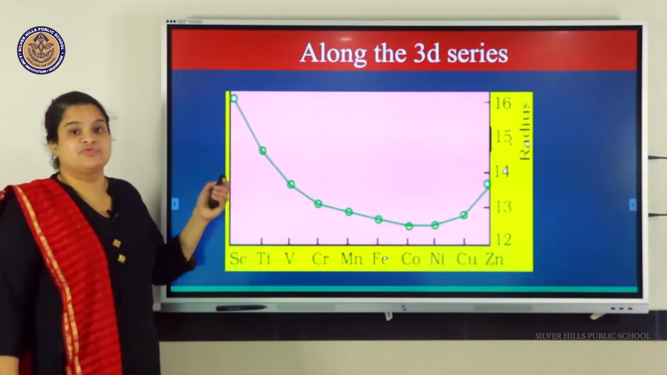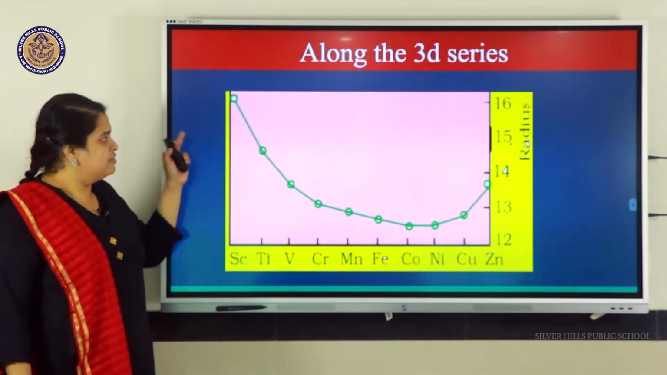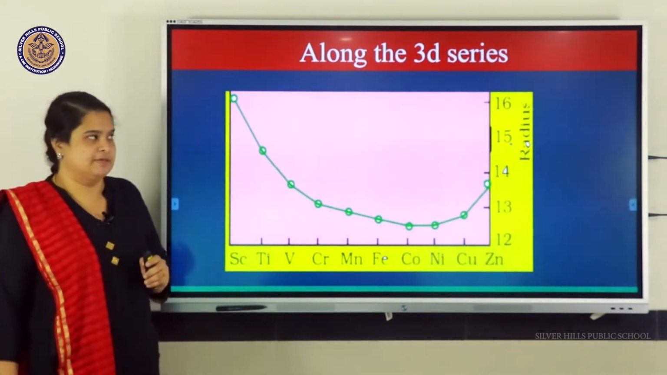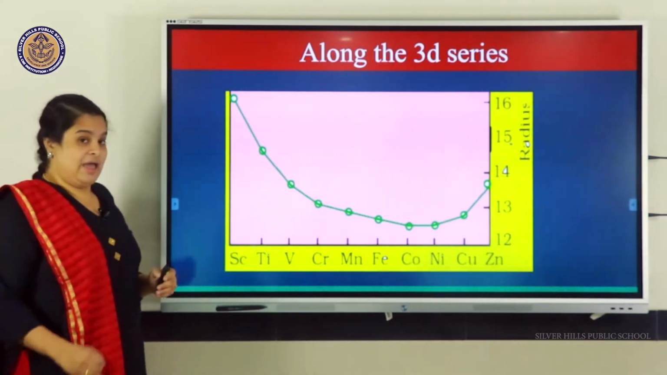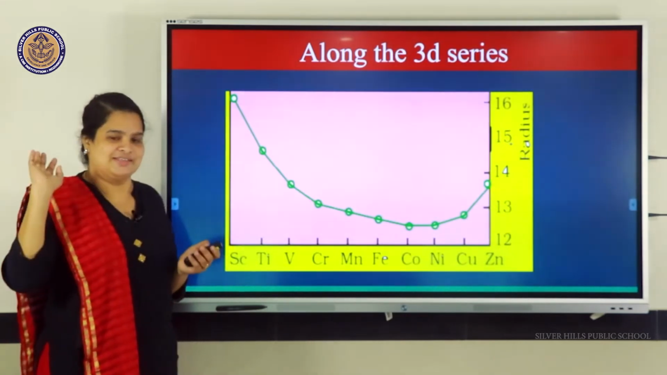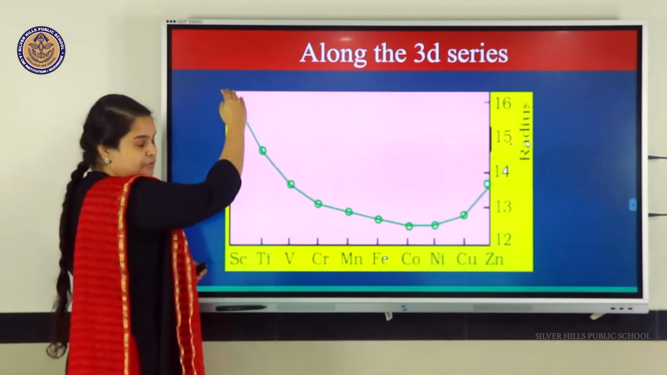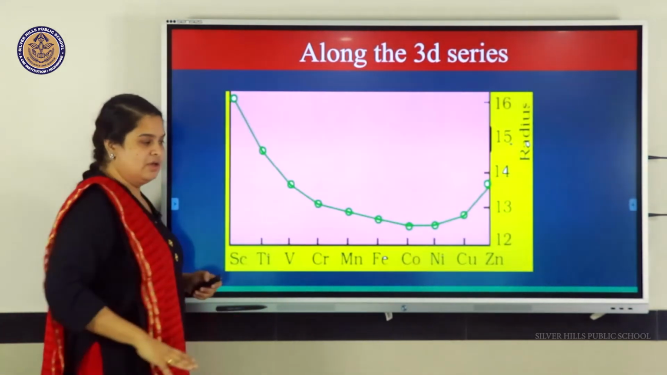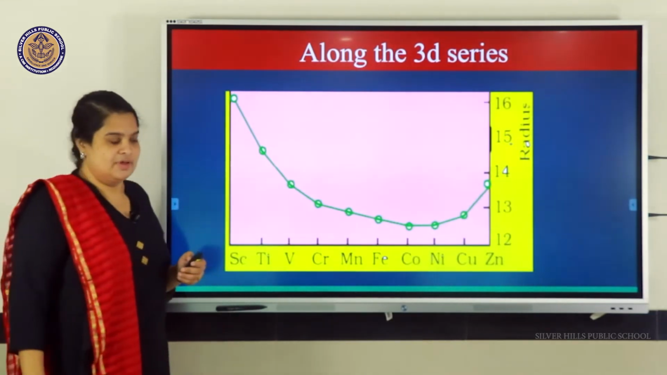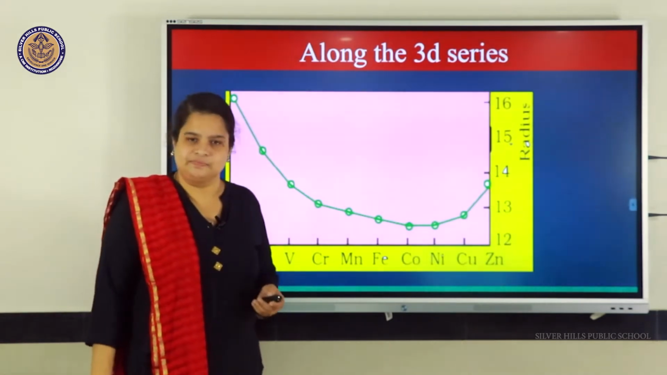Now, we will look at the 3d series. I have shown a graph here. In this graph, I have shown all the elements, that is the 3d series elements along the period. Now, just see, according to our concept, the size should decrease. So, you cannot expect a graph like this. It should be something going from the top, it will go down, just like a slanting graph. But here the graph is having a curve. Why is it like this?